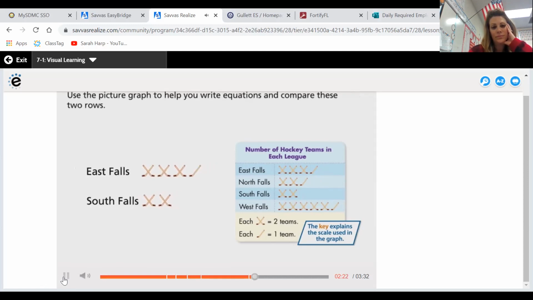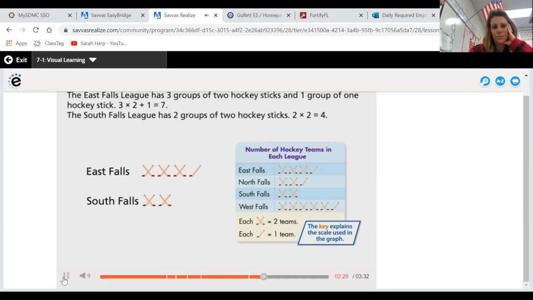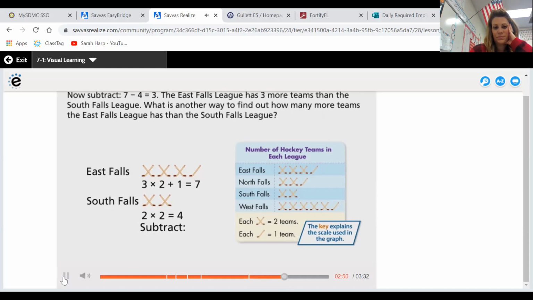Use the picture graph to help you write equations and compare these two rows. The East Falls League has 3 groups of 2 hockey sticks and 1 group of 1 hockey stick. 3 times 2 plus 1 equals 7. The South Falls League has 2 groups of 2 hockey sticks. 2 times 2 equals 4. Now subtract. 7 minus 4 equals 3. Is that what you got? The East Falls League has 3 more teams than the South Falls League.